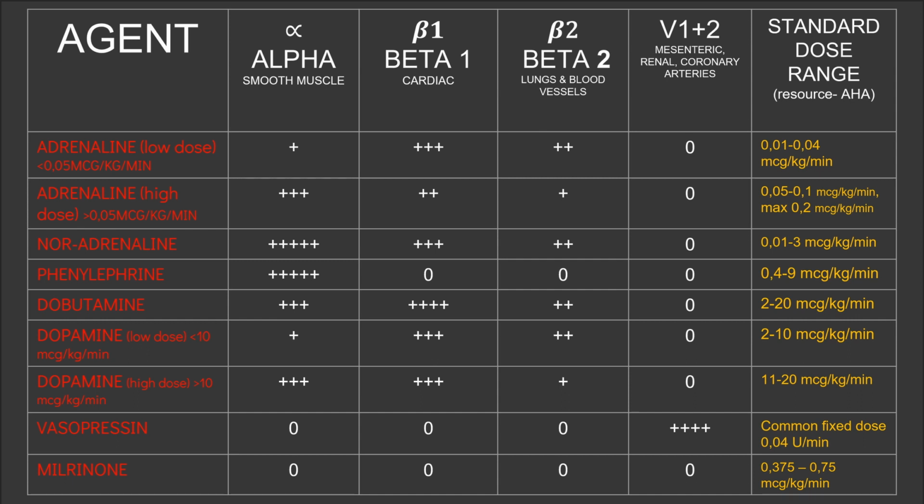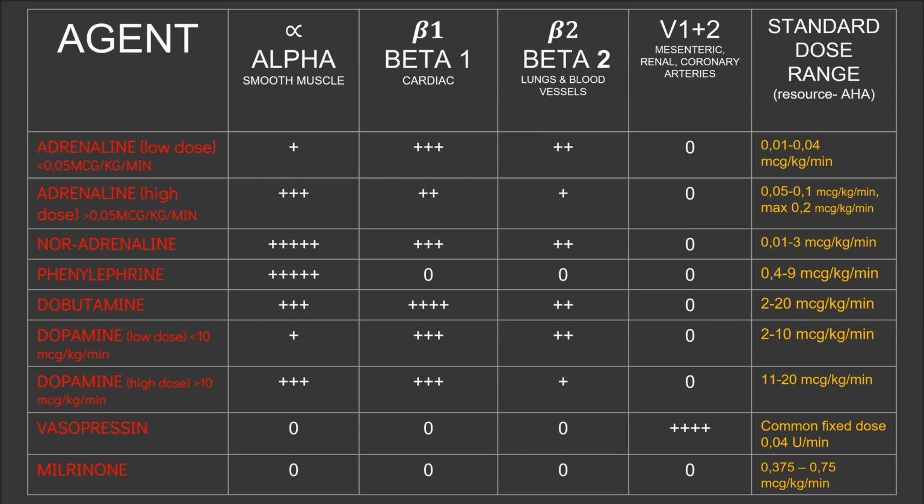And our standard dose range, which like I said was taken from the AHA, we say a low dose adrenaline is from 0.01 mics to 0.04, and the high dose is from 0.05 to 0.1, with an ultimate maximum of 0.2. And I'll show you an example a bit later of what we've noticed in this region and how we do our administration of inotropes. So we'll come back to that. But that's adrenaline.